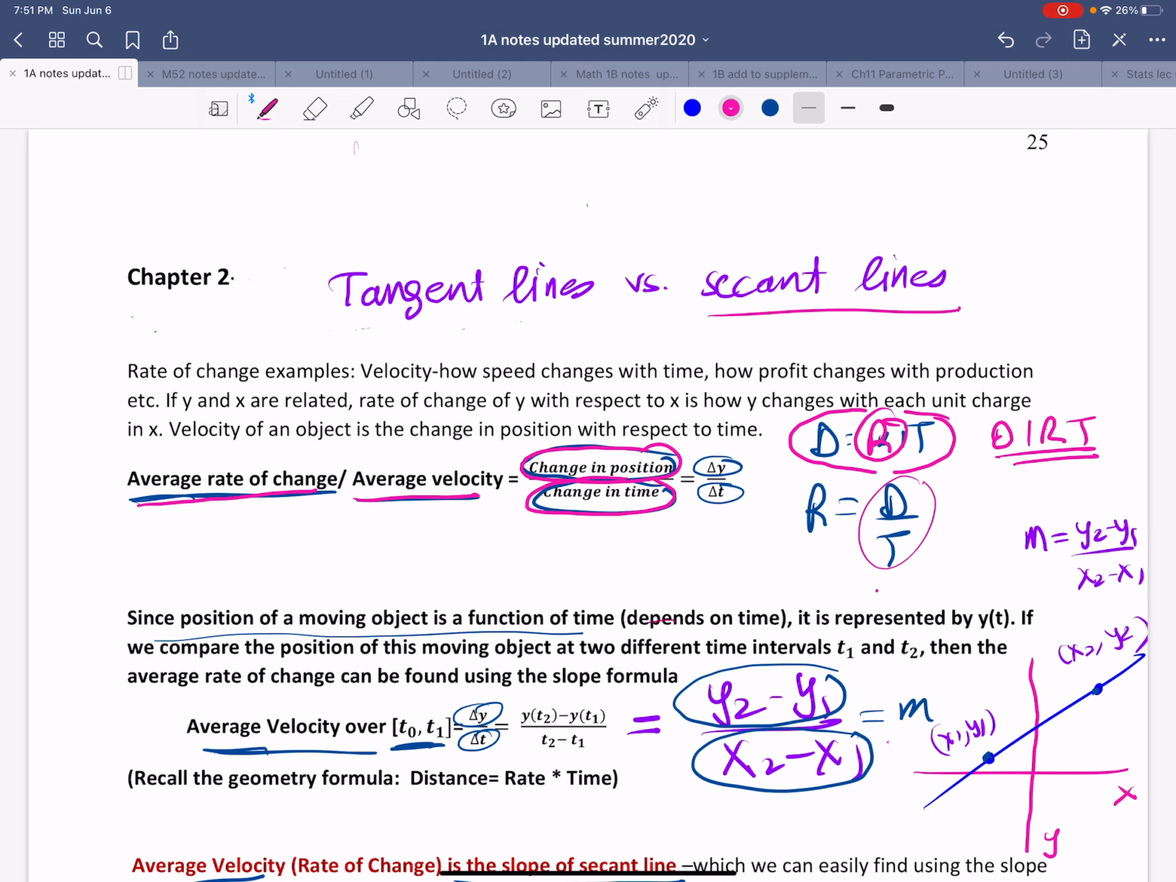If we represent the position function with y, that would be delta y, which represents change in y divided by change in time. So that change in y can also be written as y2 minus y1, the difference in the two y coordinates, divided by x2 minus x1, the difference in the x coordinates. If we represent the position function as a function of time, then that would be y2 minus y1 over t2 minus t1, the difference in times.